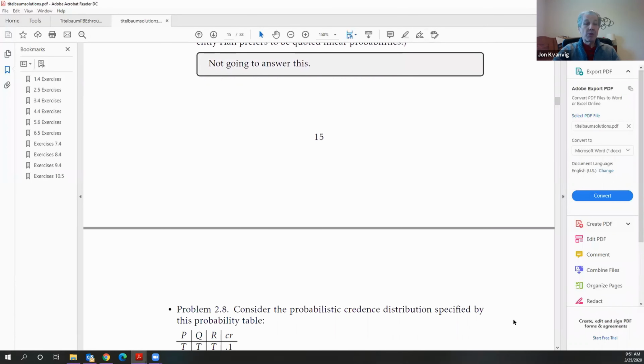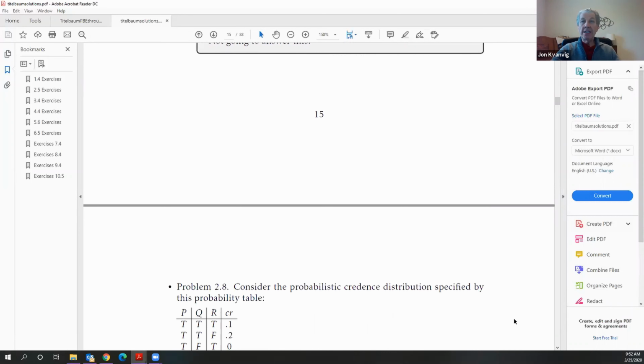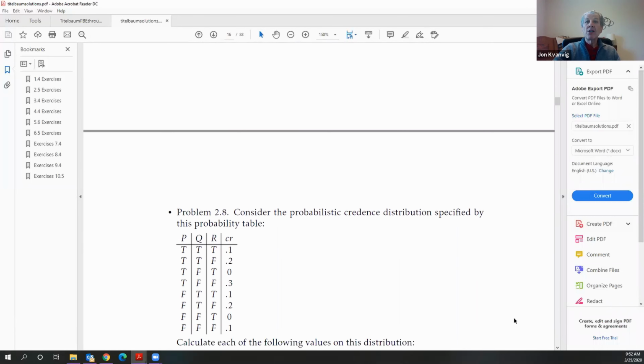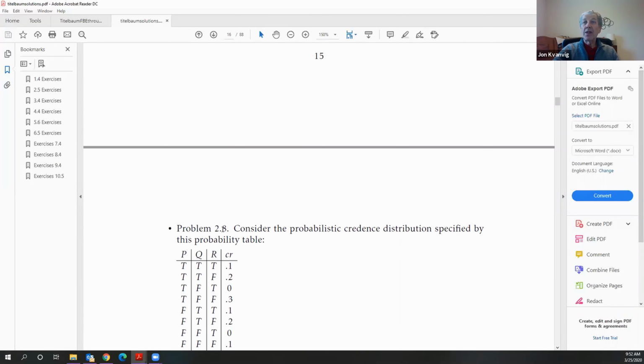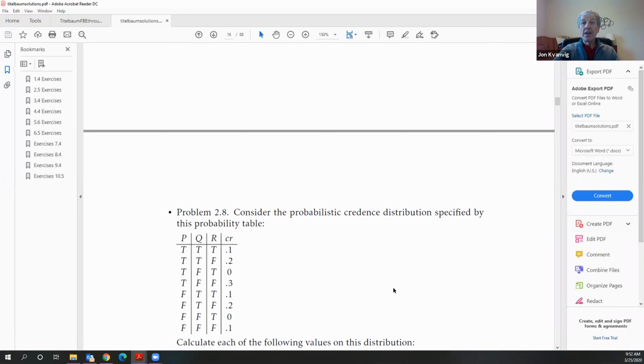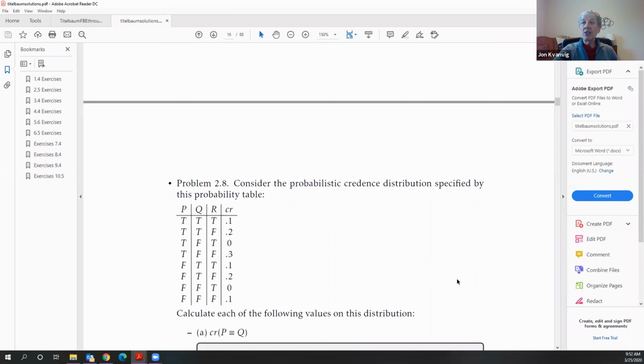All right. Problem 2.8 is not going to be on the exam. So look at this credence table. You have a credence table over propositions P, Q, and R, which generates 8 state descriptions, and then some of the lines have non-zero credences and some have 0 credences. Okay, then we're supposed to use this table to calculate the following values.